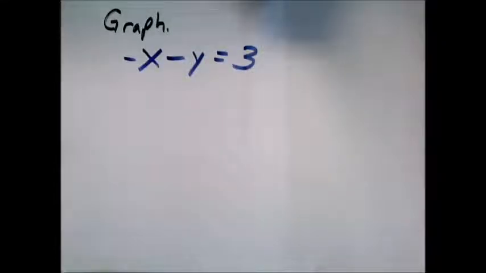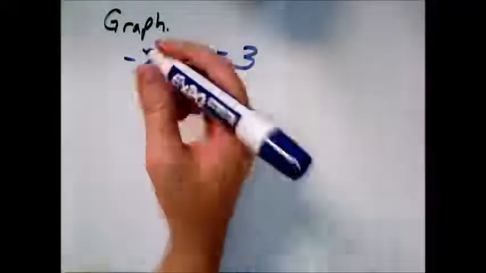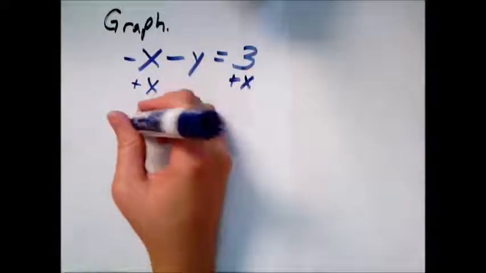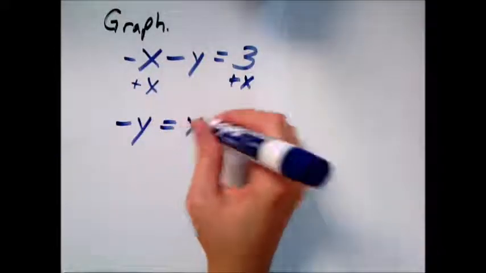All right, let's say they ask you to graph a line and they give it to you in standard form, so y isn't by itself. Let's say the easiest thing to do is probably try to get y by itself, so let's add x to both sides so we can get that off this side.